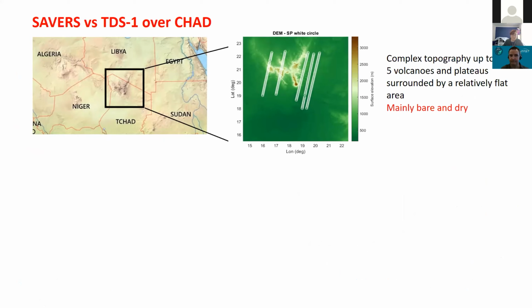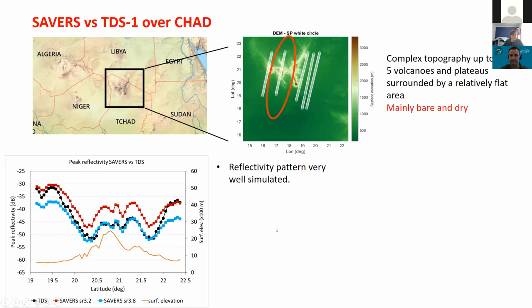This is a volcanic area with a complex topography, and it is mainly bare and dry. So here on the left, the black dots represent the TDS measurements. In particular, this corresponds to the track in the red ellipse over the digital elevation model.